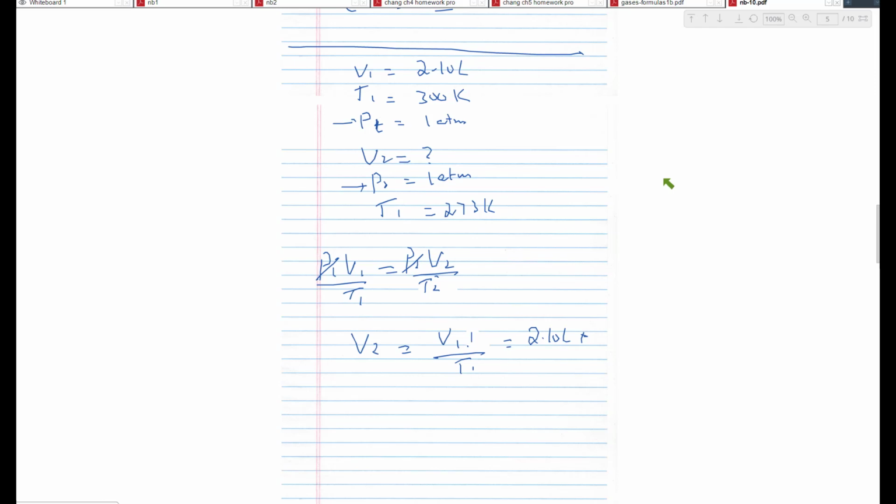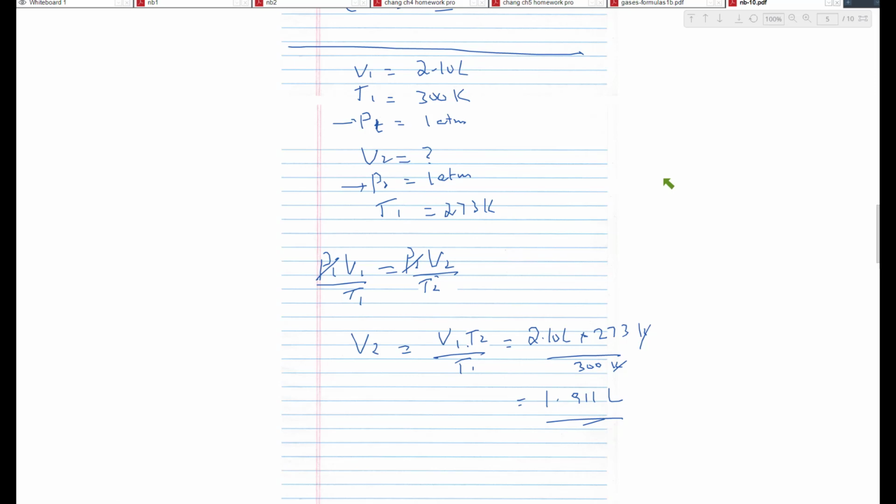Now, what is the T2? 273. Yep. What is the T1? 300 K. K cancels, and you will get liter. Let's try this one. 2.10 times 273 divided by 300. How much is that? I'm getting 1.911 liters.